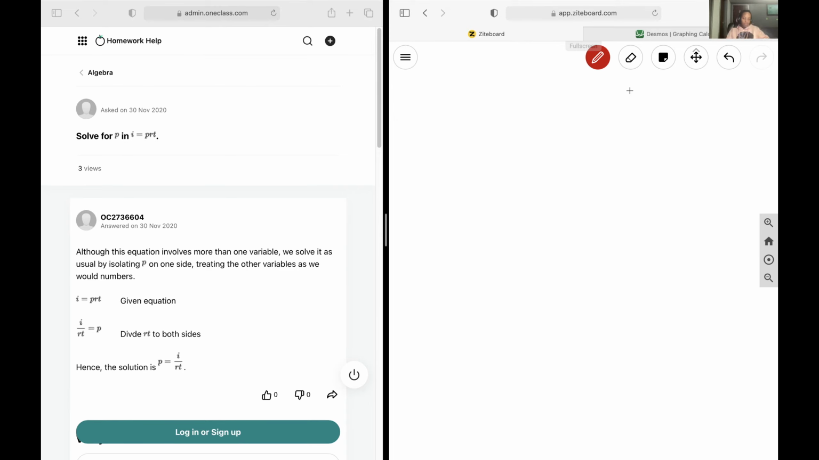Okay, next up we're going to be solving for p in I is equal to PRT. So if you want to solve for p, we want p on one side and everything else on the other side of the equal sign. So let's divide out RT on both sides. And that will cancel here, and we'll get p is equal to I over RT. And that's going to be our final answer.